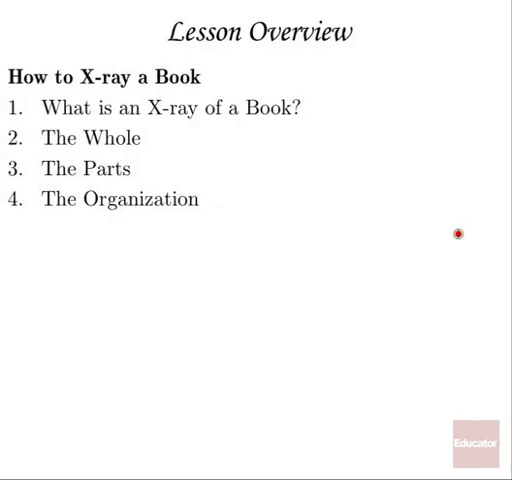So let's go over the lessons. First off, what is an X-ray of the book? Bet if you think really hard, you can probably guess where I'm going to go with that. Then we're going to learn about two things: the whole and the parts. And finally, we're going to learn about the organization. And then when we put it all together, we understand the unity of a book.